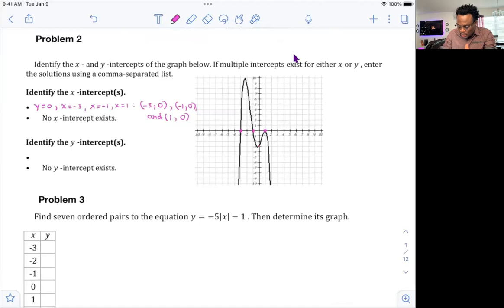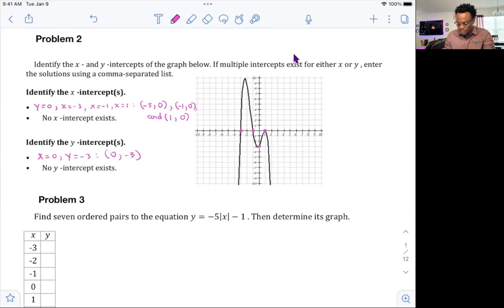Y-intercept in this case, where the graph touches the y-axis, x equals 0. So that means we'll look for that and I think it's -3. So y equals -3. So we have just one y-intercept, x equals 0, y equals -3. Okay.